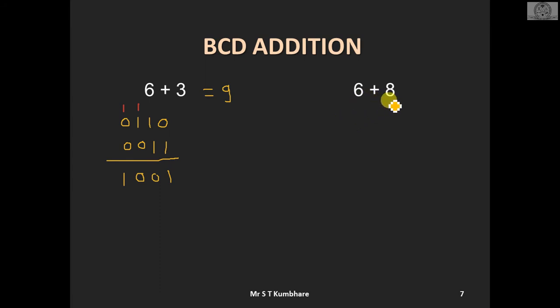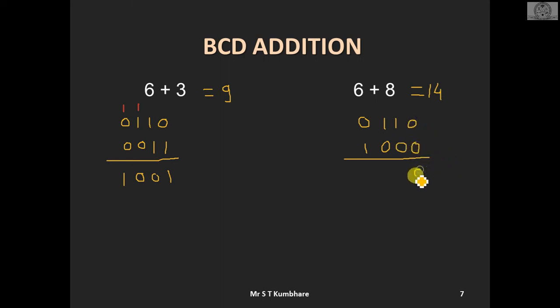We can do the same thing for this 6 plus 8. In decimal, we know 6 plus 8 is 14. Now, this is decimal addition, but how to do it in BCD addition? So we have to write down 6 in BCD code, that can be written as 0110. 8 can be written as 1000. This is the BCD code for 6 and 8. Now we have to do the addition.